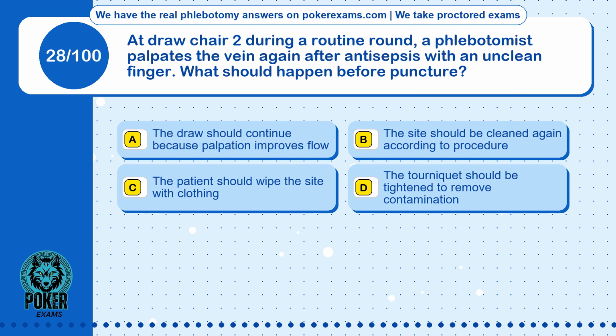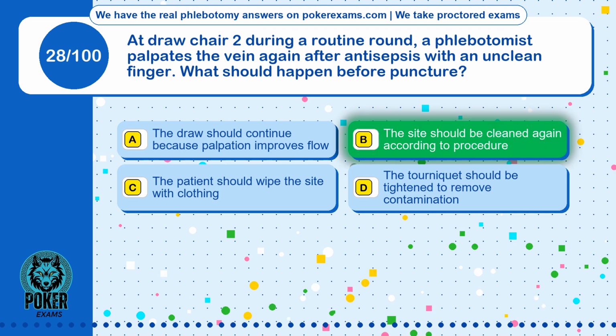Question 28. At draw chair 2 during a routine round, a phlebotomist palpates the vein again after antisepsis with an unclean finger. What should happen before puncture? Option A: the draw should continue because palpation improves flow. Option B: the site should be cleaned again according to procedure. Option C: the patient should wipe the site with clothing. Option D: the tourniquet should be tightened to remove contamination.